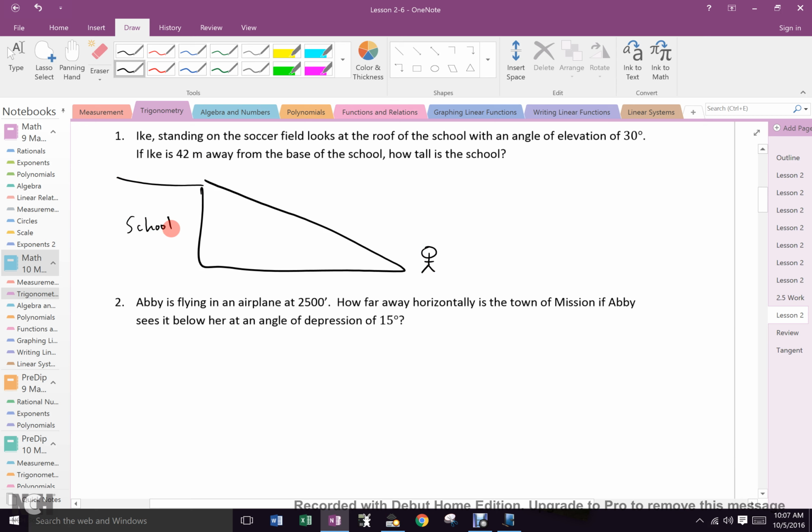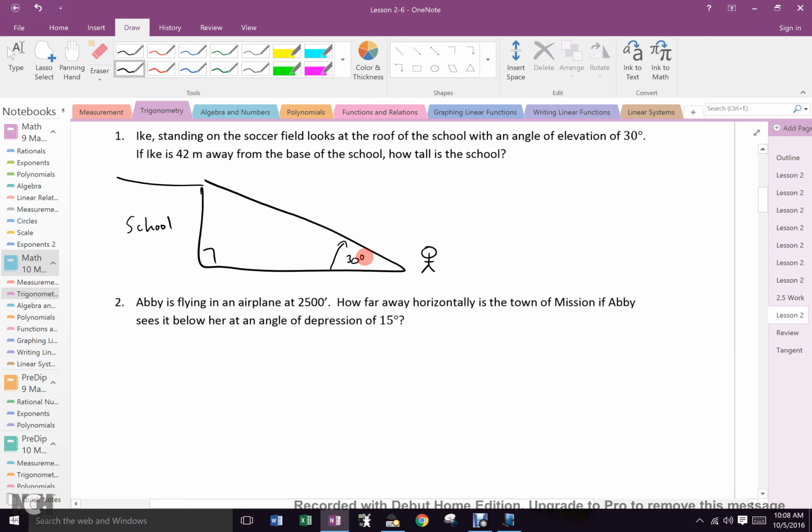Ike looks at the roof of the school with an angle of elevation of 30. Where is the angle of elevation? Is it the top one or the bottom one? The bottom one, because Ike's eyes start down where his head is. Right? He is not a robot. His eyes do not go up here. They do not float up there and look around. They are here. Then he looked up to make an angle of 30 degrees.